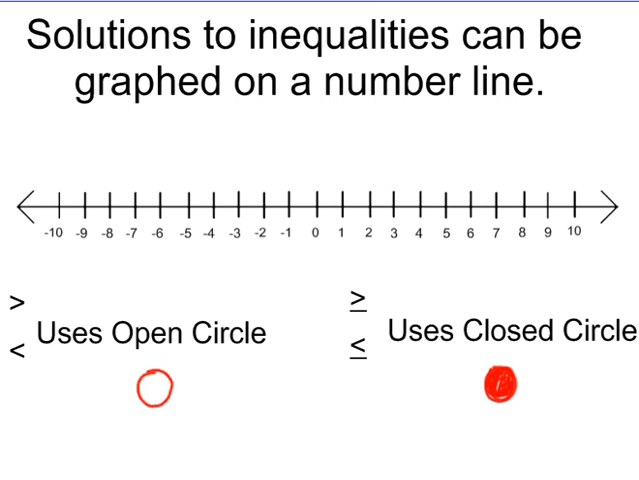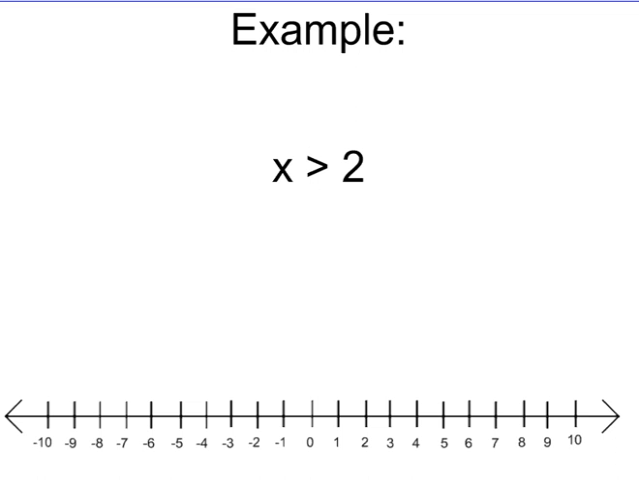So let's look at an example of what I mean by that. This example is x is greater than 2. This is going to use an open circle. So on my number line, I'm going to put a circle where the 2 is. And then if x is greater than 2, that means it could be anything bigger. It could be 3 or 5 or 2,482, anything to the right on my number line.